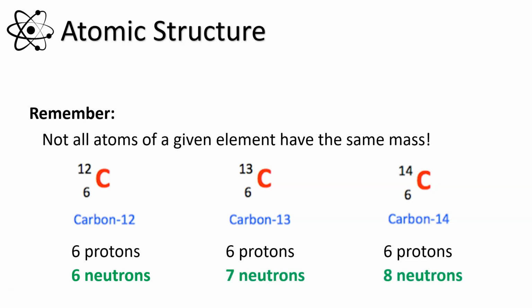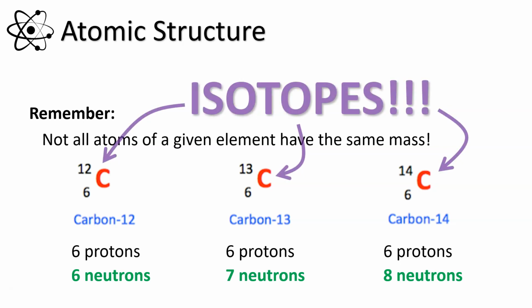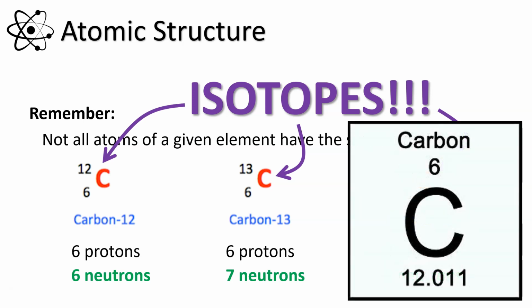Here, 6, 7, and 8. There's even a name for atoms like this. They're called isotopes. And you're looking at the 3 naturally occurring isotopes of carbon. When you look at a periodic table symbol for carbon, you'll see 2 numbers there. The 6 makes sense because that's carbon's amount of protons that it always has. But the mass that you see on the periodic table is a decimal.